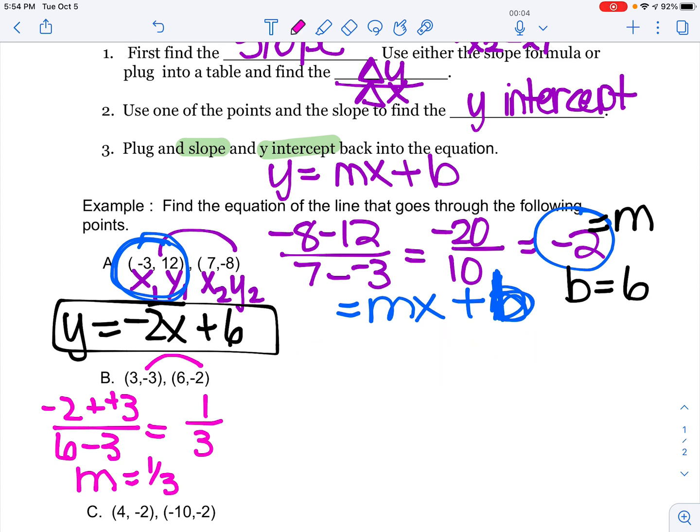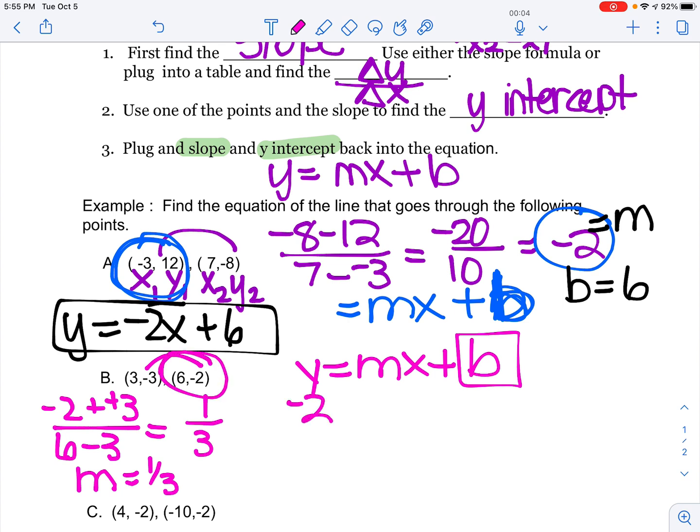So you're going to pick either one of these points, because you need an x and a y value to plug into the equation y equals mx plus b. So we want to solve for b. If I use the second point, it doesn't matter which point you choose, the negative 2 is the y value, because that's the second coordinate, and then m is 1/3, x will be 6, that's the x value, and I'm solving for b. So if I multiply 1/3 times 6, that's 2.